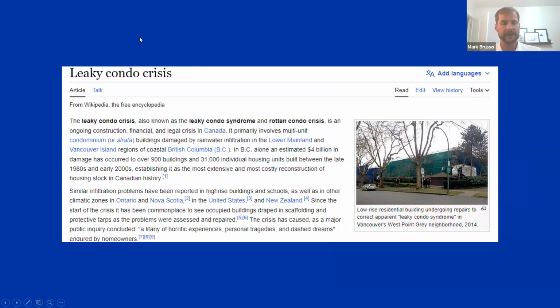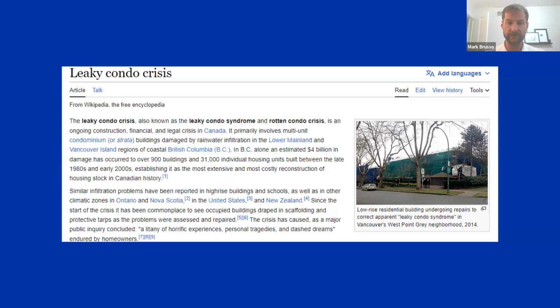Another thing that's important is that the rain screen can be done poorly. And embarrassingly, I am highlighting the leaky condo crisis, which happened kind of uniquely in the British Columbia region from the 80s to 2000s. And this was actually an example of poor rain screen design. This happened and affected hundreds of buildings throughout the province of BC. So it's very important we pay attention to the details with regards to these retrofit types of construction.